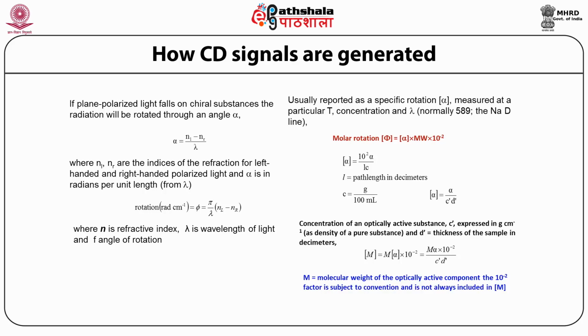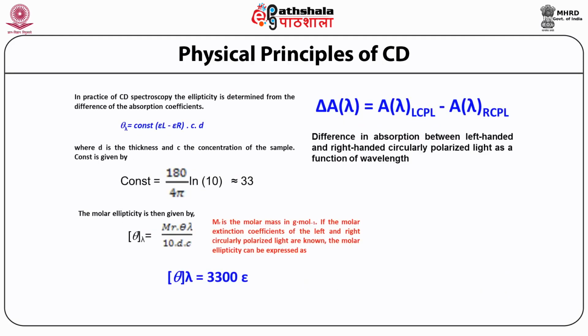So M equals M alpha into 10 power minus 2, divided by C D, where M is the molecular weight of the active substance, and the 10 power minus 2 factor is subject to convention and not always included in M. We discuss the physical principle of CD.